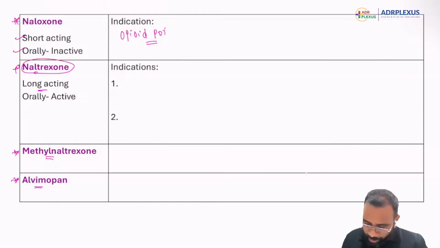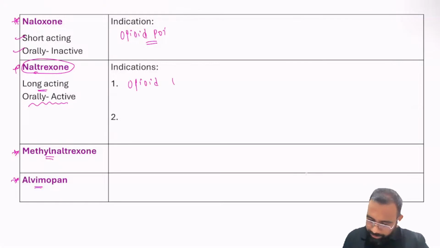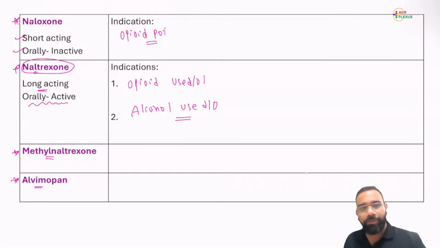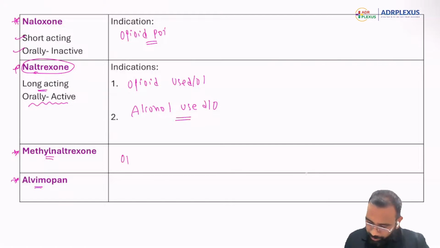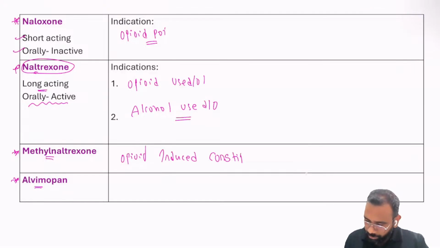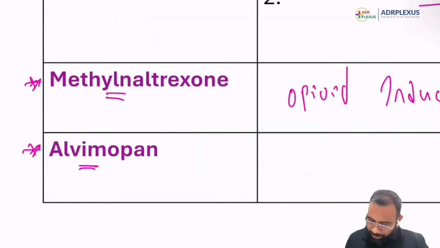Naltrexone is a long acting one which is orally active. It is useful in opioid dependence, that is opioid use disorder, and alcohol use disorder. Naltrexone is used for opioid as well as alcohol use disorder. Next, methyl naltrexone. It is used in opioid-induced constipation.